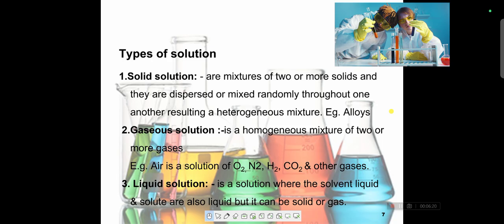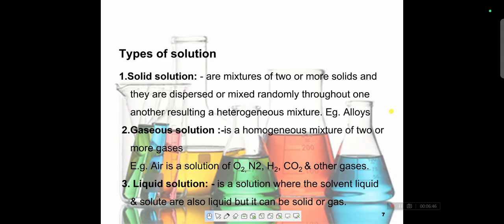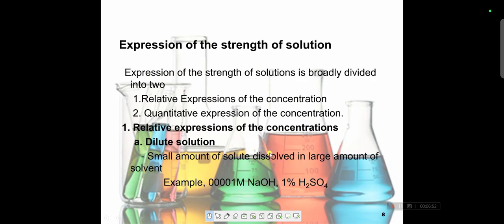Now the third type of solution is the liquid solution. So what is a liquid solution? It is where the solvent is liquid, and the solute that we have to mix is also liquid. The liquid solution is a solution where the solvent is liquid, but the solute can be either solid, liquid or gas. Any of these can be the solute. This is the type of liquid solution, right?